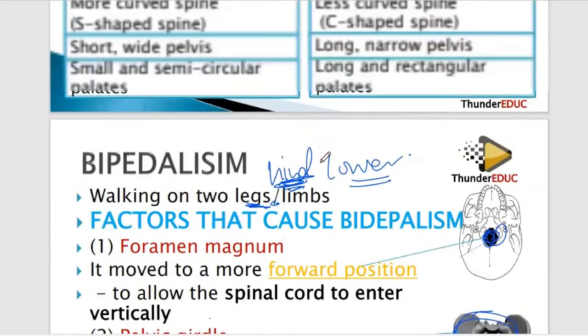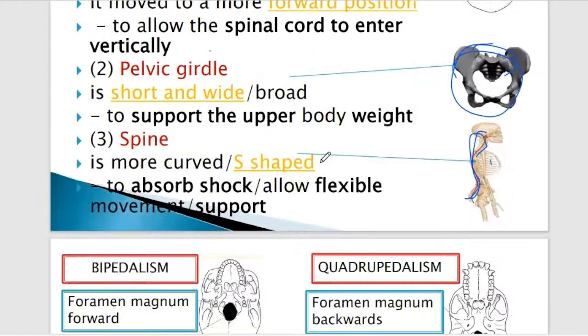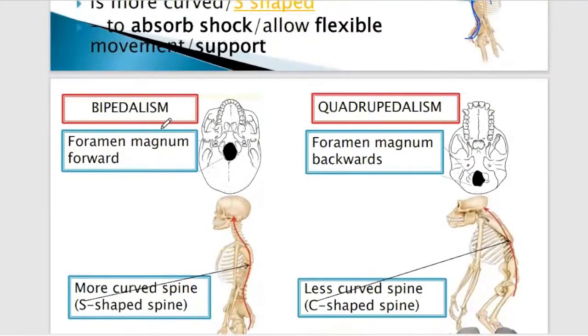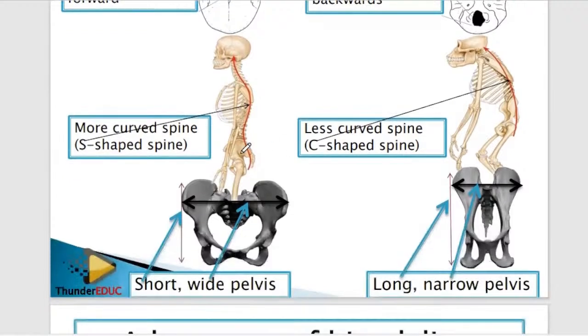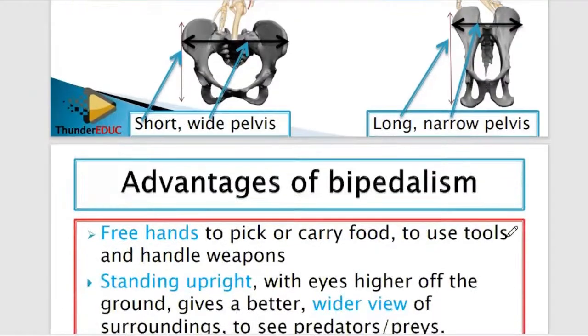Yes, so make sure that you know the advantages of bipedalism and the difference between bipedalism and quadrupedalism. This one is obvious also. For bipedalism, the position of foramen magnum is in forward position, for quadrupedalism it is in backward position. This one is S shape, this one is C shape. Short and wider, long and narrow. So you have to know that.